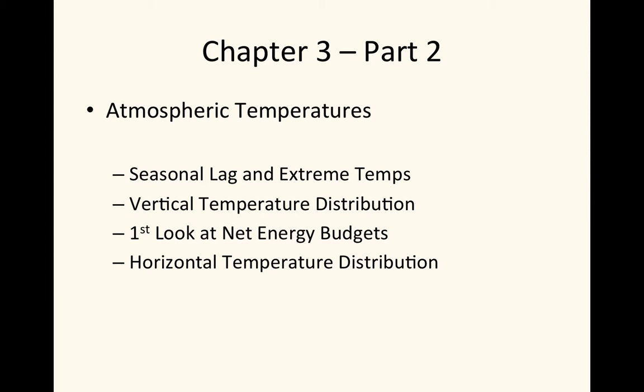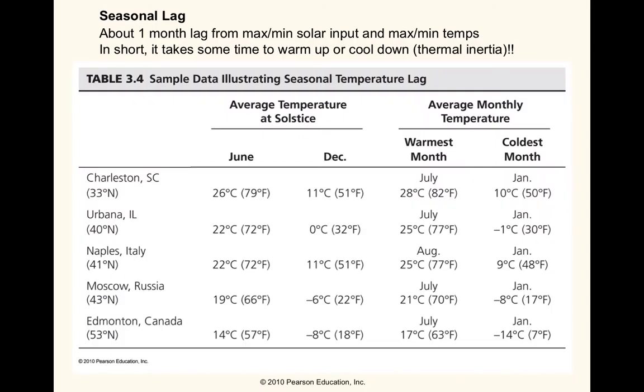For part 2 of chapter 3, we'll continue looking at atmospheric temperatures, specifically seasonal lag and extreme temperatures, the vertical distribution of temperature, a first look at net energy budgets, and the horizontal temperature distribution.